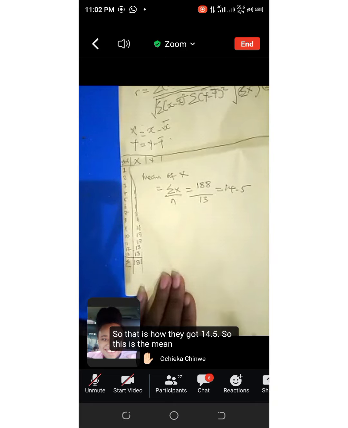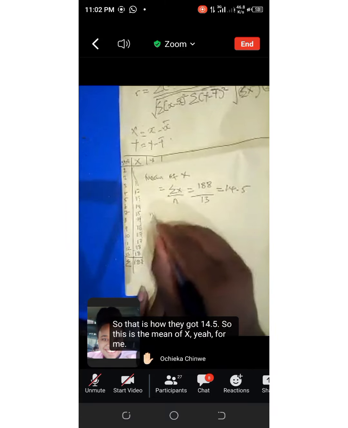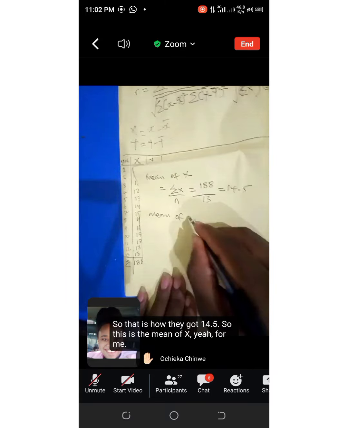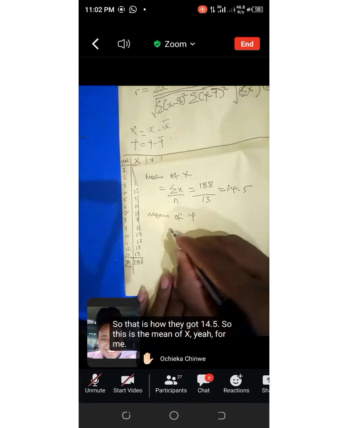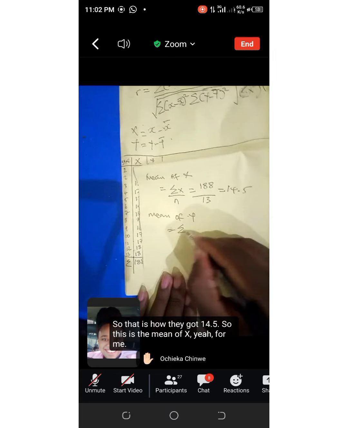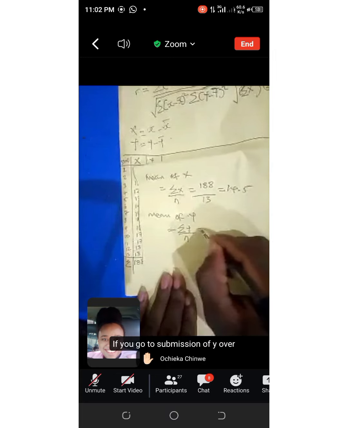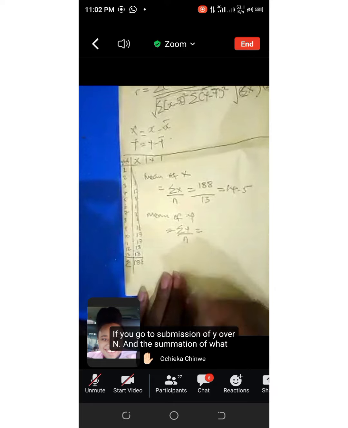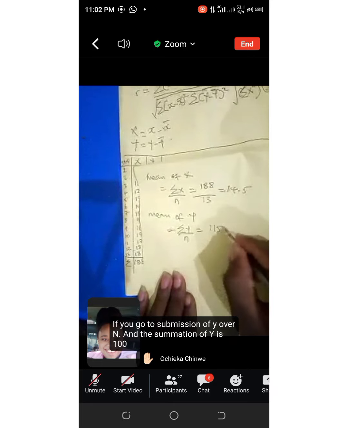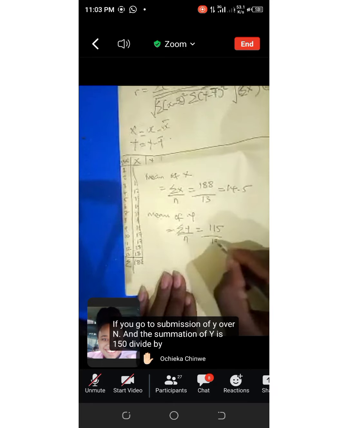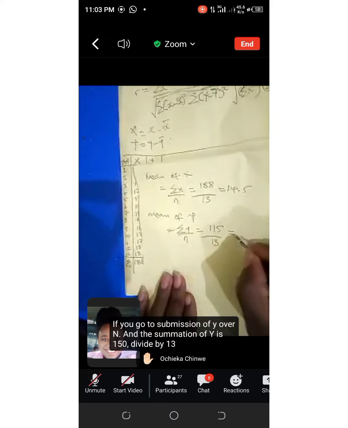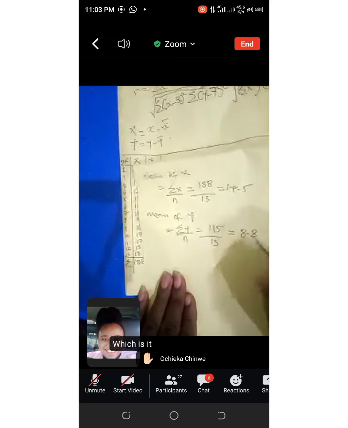Then for the mean of y, you go to the summation of y over n, and the summation of y is 115 divided by 13, which is 8.8. So that is how they got 8.8.